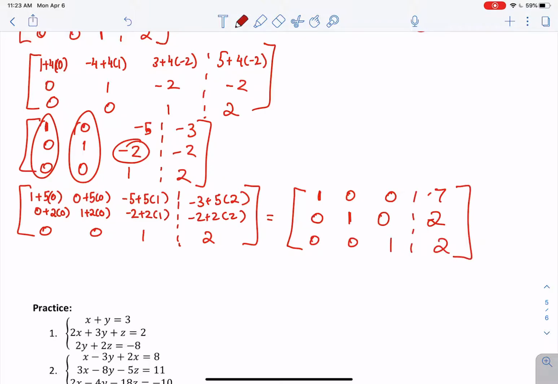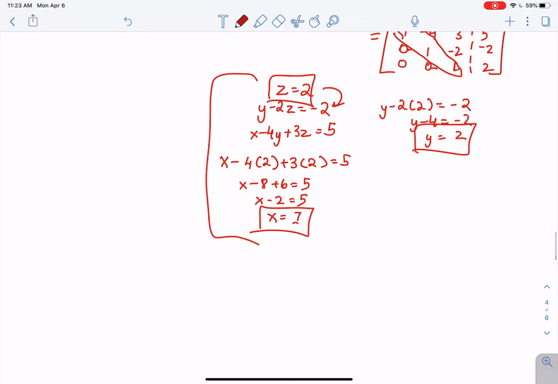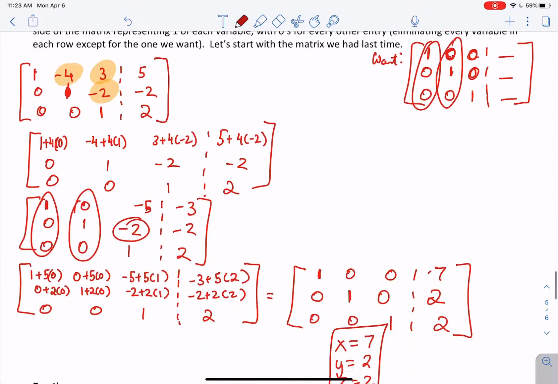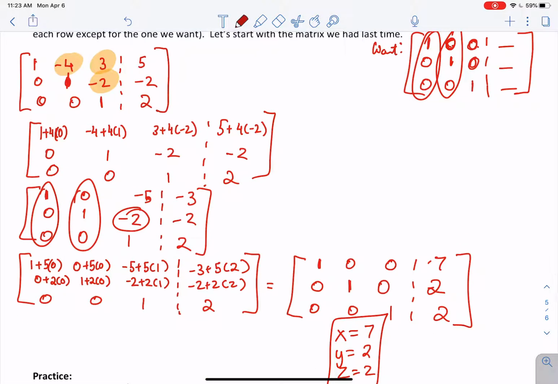And now we can just read these answers off. X equals 7, y equals 2, z equals 2. Which is the same answers we got here. X equals 7, y equals 2, z equals 2. And really all we did was this process with the x's, y's, and z's, but we did it in matrices instead. I find this process cumbersome, but also sometimes really calming for me, just because it feels like a puzzle that I'm going through and there's a set way to do it.